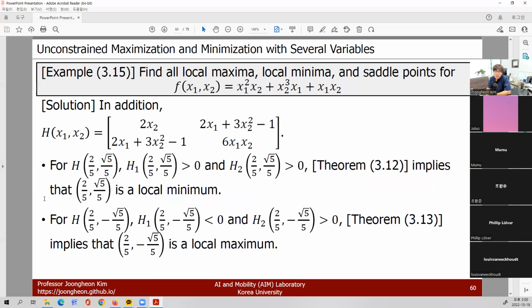Now, for the fifth point, you put this result into this Hessian, and then you calculate the first leading principal minor and check that it is positive. When you calculate the second principal minor, you check that it is also positive. Then this is a local minimum. And in a similar way, this is a local maximum. Then you find up to now 4 saddle points, 1 local maximum, 1 local minimum. Okay, you have to do this one by yourself. Then you can solve your midterm exam.